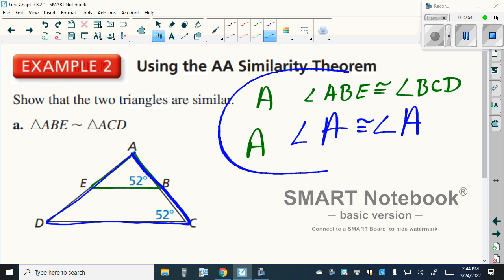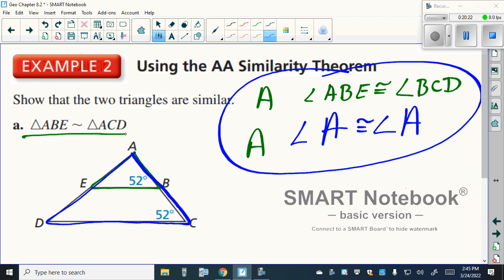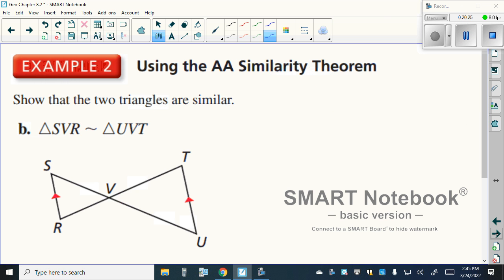Similar. And that's it for this one, because it already gave us the similarity statement. It's just wanting us to show that they are. We just need to show that two angles are congruent. Angle A is congruent to angle A. Angle ABE is congruent to angle BCD. Therefore, they're similar. And they already gave us the similarity statement. So that's all we need to do.